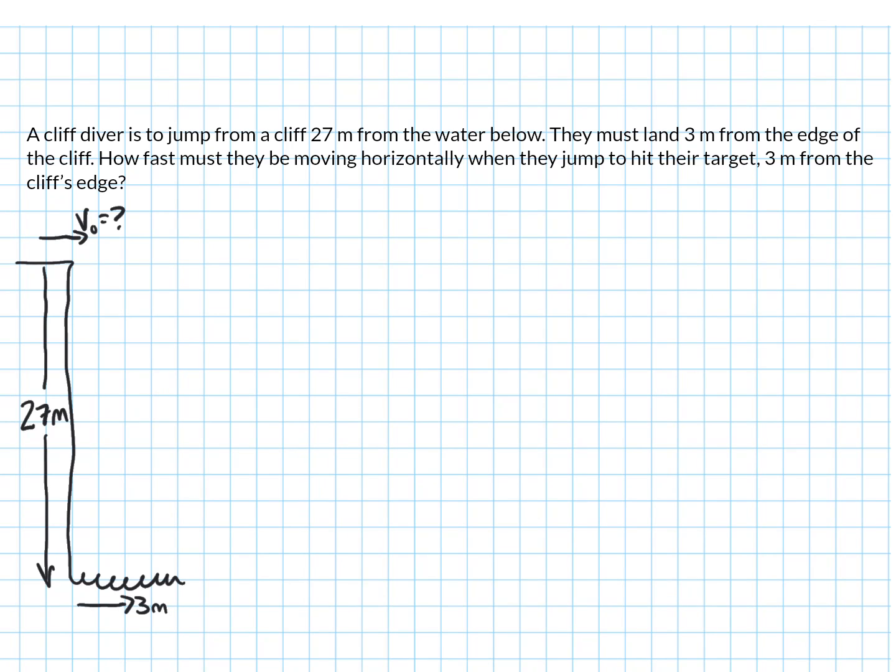So this is a projectile motion example for horizontal projectile motion. A cliff diver has jumped from a cliff 27 meters to the water below. They must land 3 meters from the edge of the cliff. How fast must they be moving horizontally when they jump to hit their target 3 meters from the cliff's edge?